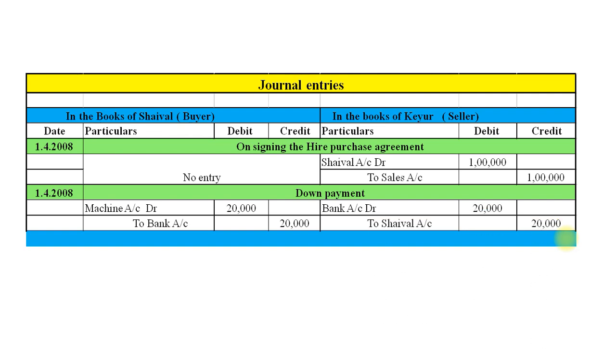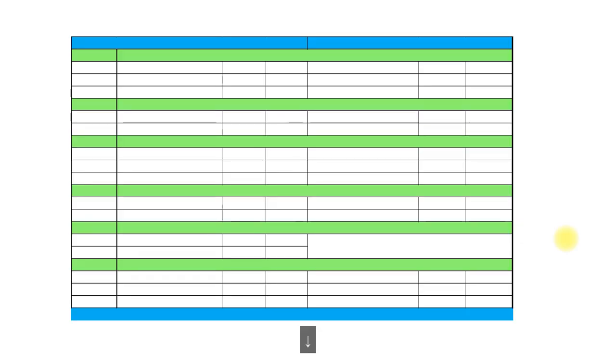So these are our 2 entries, that is first is the entry of signing the hire purchase agreement and second is the down payment. These 2 entries come only once. Just keep this thing in your mind. I have already mentioned in your last video also. Now let us move forward to installment due entries.